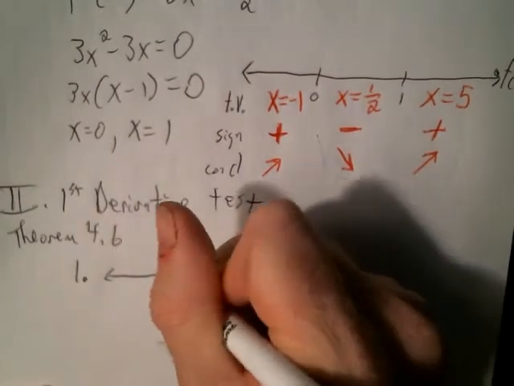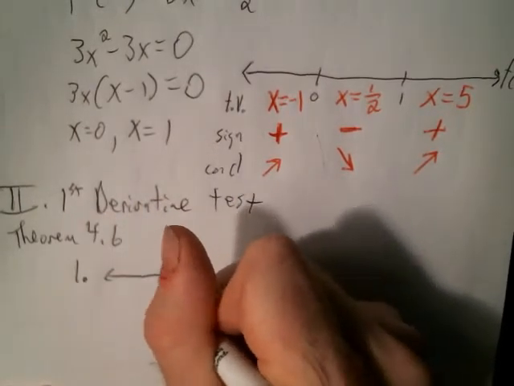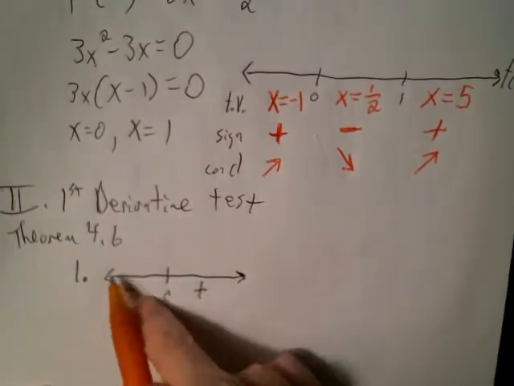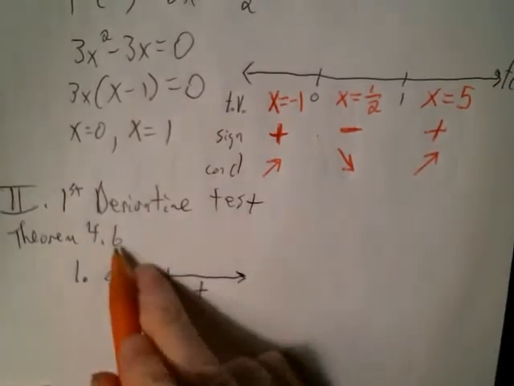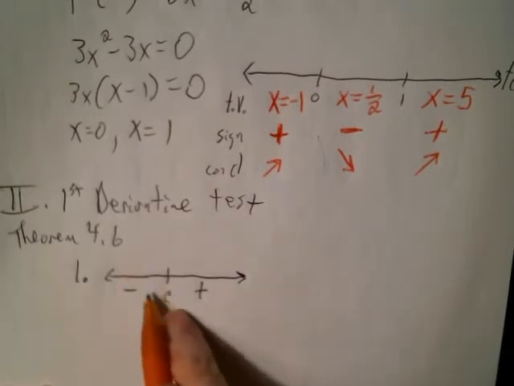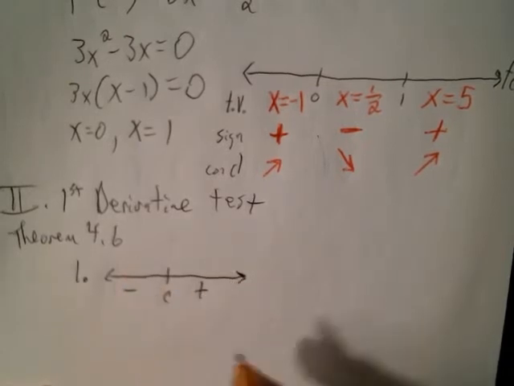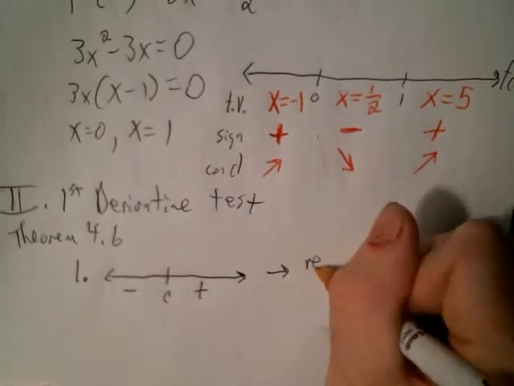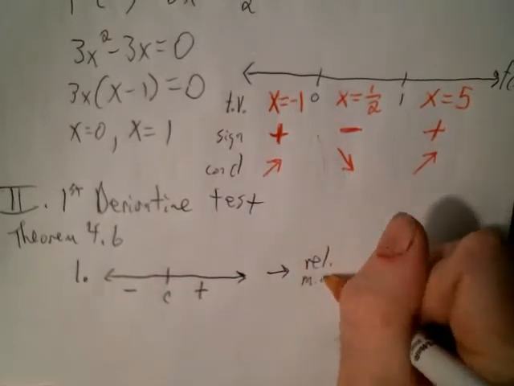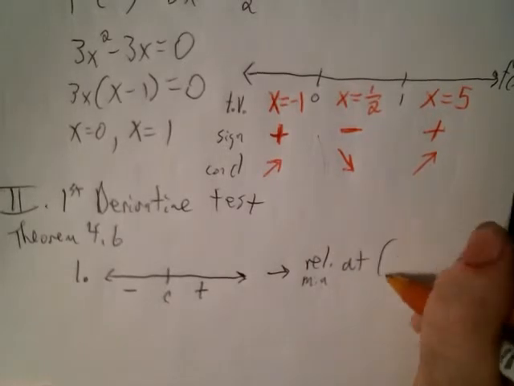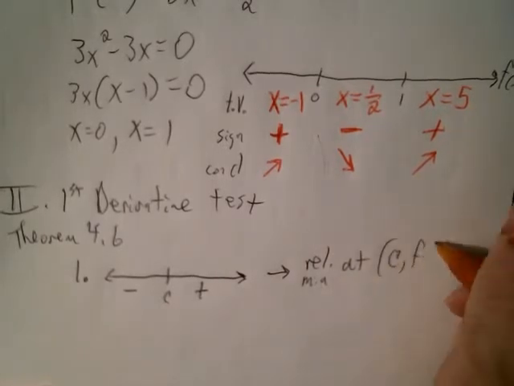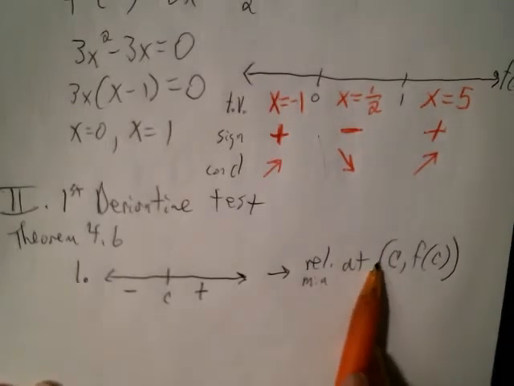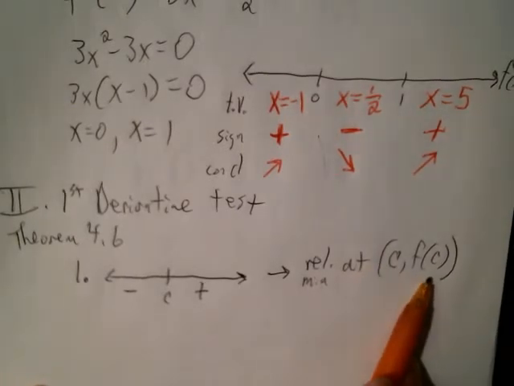If you're doing your graphical analysis, you plotted your critical number, and it goes from negative to positive. That means you're going to have a hill, a valley scenario. So the graph is going down and then it's going up. So it's going to be a min value at c. Okay, so this tells me it's a relative min at the point c comma f of c. So the min occurs at x equals c, and what is the min? The min is f of c. Okay?